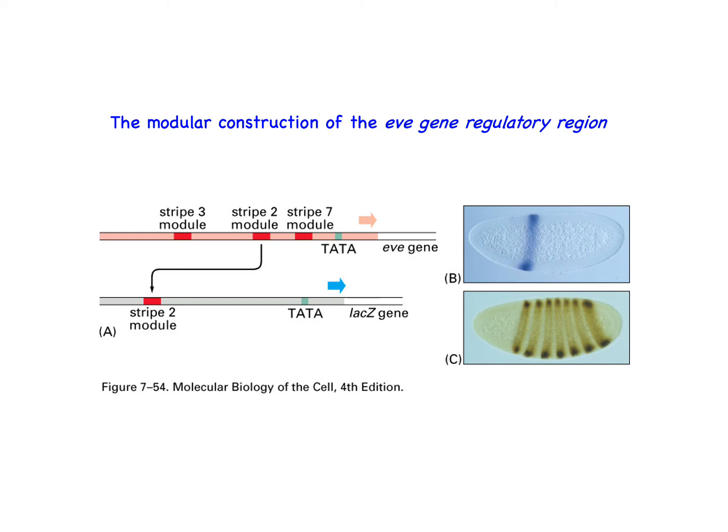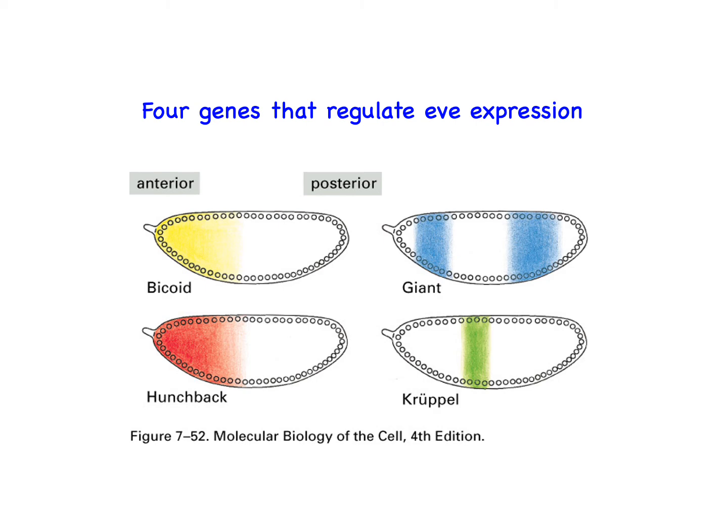Now, there are four genes that are involved in regulating that module, the STRIPE2 module in the Drosophila embryo, and these are the four genes. The bicoid gene, remember, that's a polarity gene that sets up a gradient from the anterior to posterior axis, and then three gap genes, giant, hunchback, and Krupel. And this is their pattern of expression.